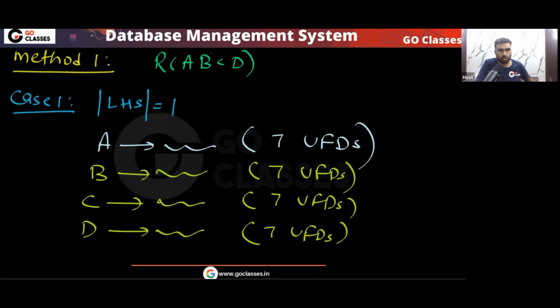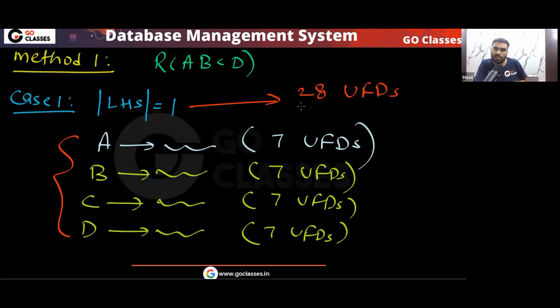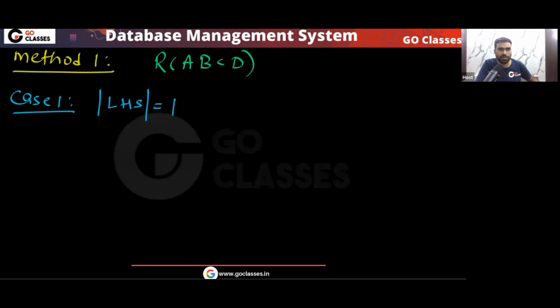So total how many? In this case number 1, I got total 28. Yes or no? I can say 4 into 7. So there are basically 28 UFDs, useful FDs. So this is your case number 1. We have done case number 1. What is case number 2?